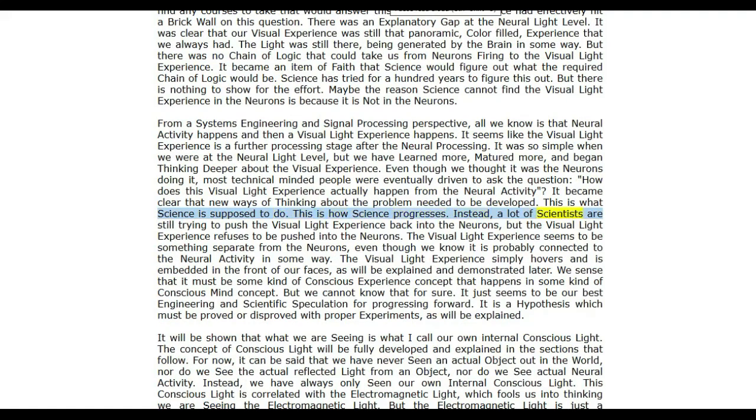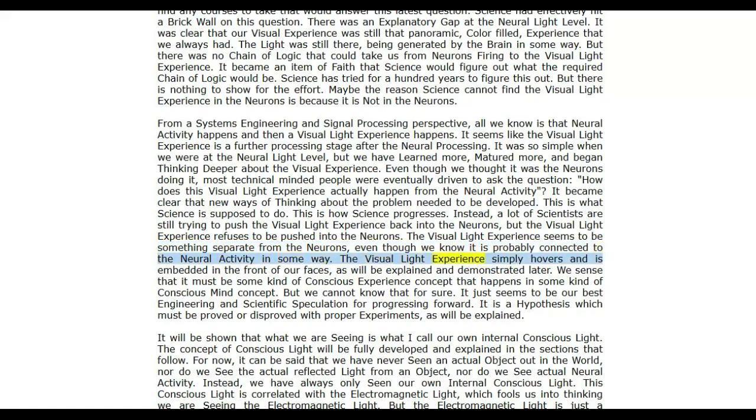Instead, a lot of scientists are still trying to push the visual light experience back into the neurons, but the visual light experience refuses to be pushed into the neurons. The visual light experience seems to be something separate from the neurons, even though we know it is probably connected to the neural activity in some way.